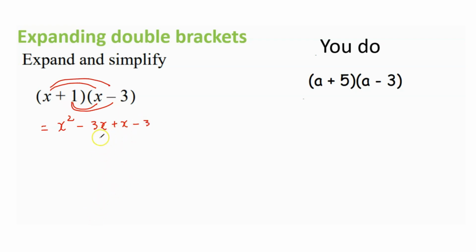These are like terms, so we can add them. So we have minus 3x plus x, so we get minus 2x. Therefore, our answer is x squared minus 2x minus 3.